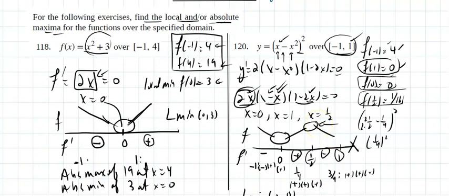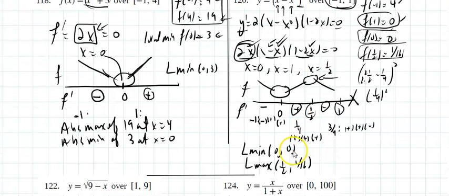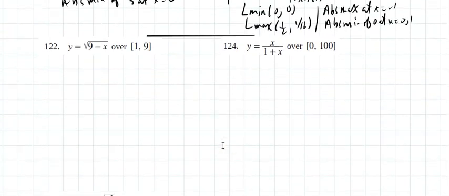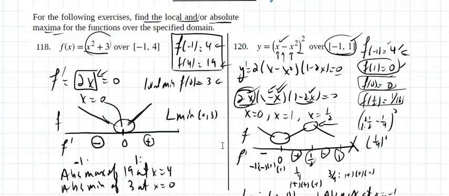The highest of them is the absolute, and the lowest of them is the absolute. So the highest is the absolute maximum. We have an absolute max at x equals -1, and that's a 4. And the lowest of these points is a 0. We have an absolute min of 0 at x equals 0 and 1. So they happen to be at 2 places, and they're equal. All right, and that's pretty much it.